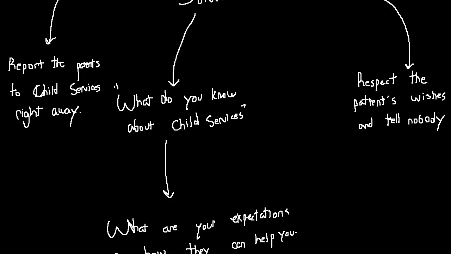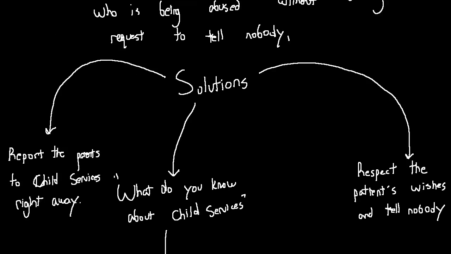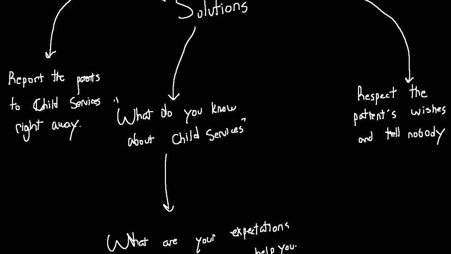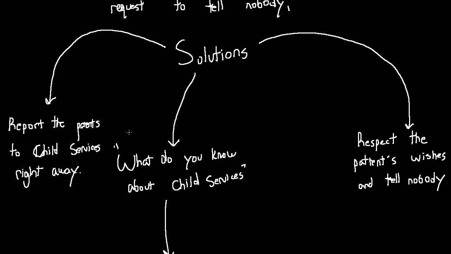Right? That's the big one, right? And all those questions we asked up here are all going to be coming down to the solution pathway. So find out what the patient knows about child services, what are their expectations, and how they can help you. The other option that I would have here, right? That's really the main solution pathway that I'm going to go about.